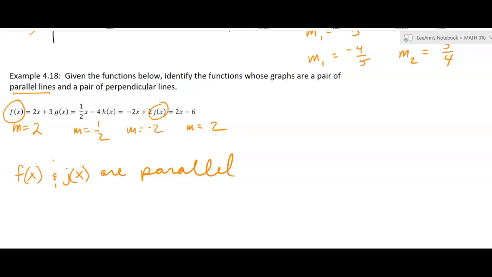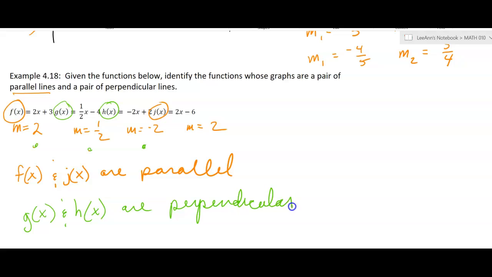All right, which ones would be perpendicular lines? Well, you can't have f and g because they're not one positive and one negative. They're both positive, right? Okay. So it'd have to be h, and then the only one that would be the opposite reciprocal would be 1/2, which would be g. So g of x and h of x are perpendicular. Okay.